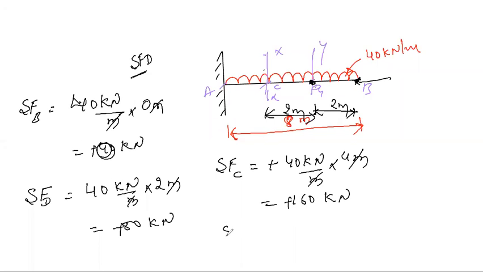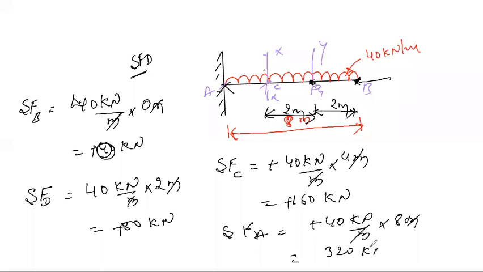120. Similarly, shear force at point A, anybody, 40 kilonewton per meter into the length, which is 8 meters. So we are calculating at this point, right? So the entire length is 8. So this meter gets cancelled, so we are left with 320 kilonewton.